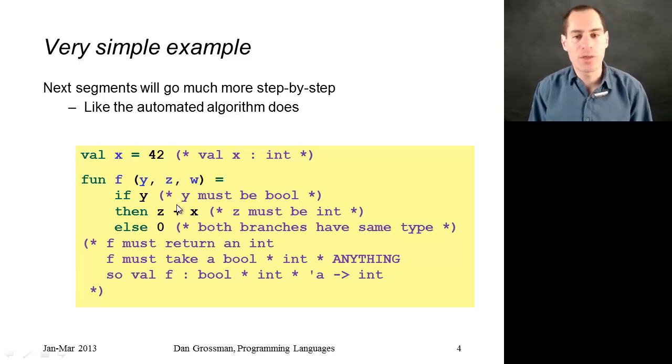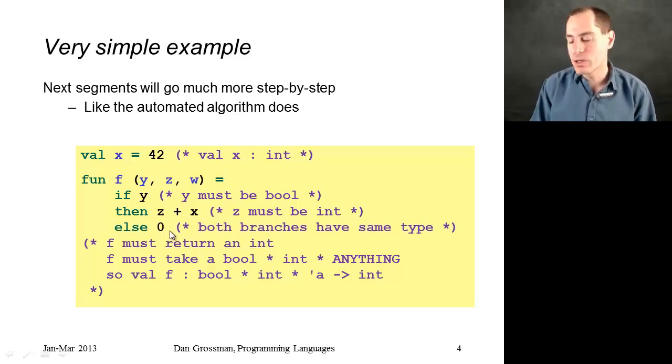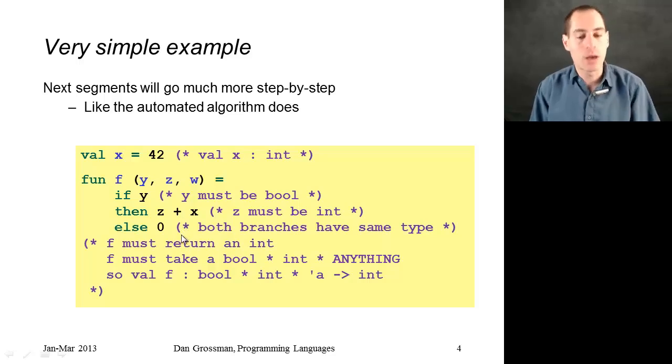There's a bunch of other things we have to check. We have to check that this x really does have an appropriate argument for plus. It does. We have to check that this 0 has the same type as the type of the expression in the then branch. It does. So we're checking all this as we're doing inference. And now we're basically done. The entire body here can have type int, so the return type of f will be int.